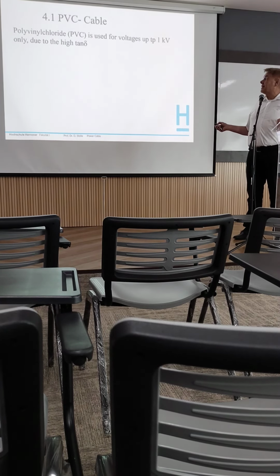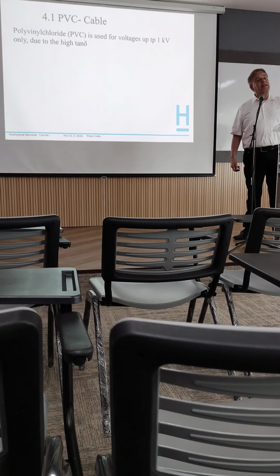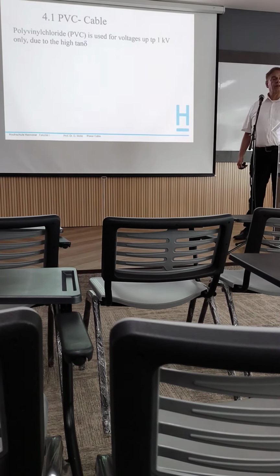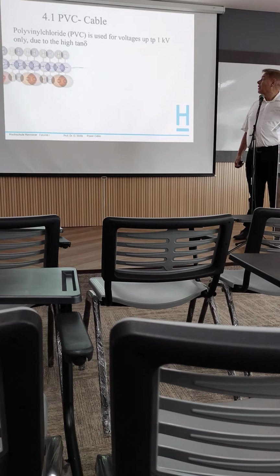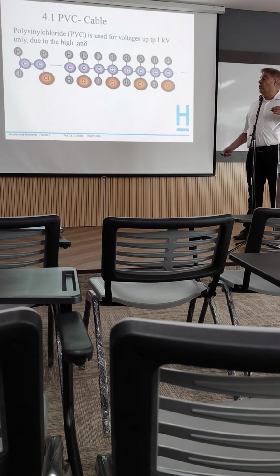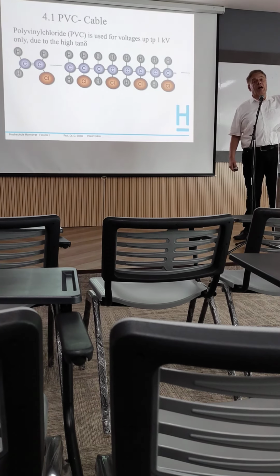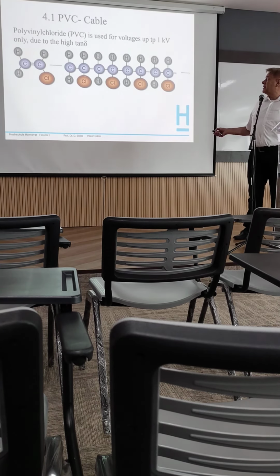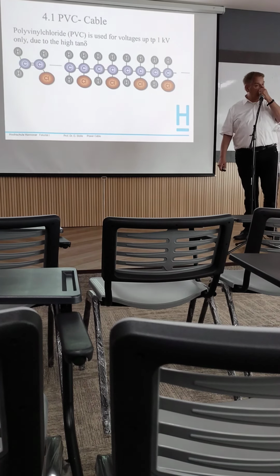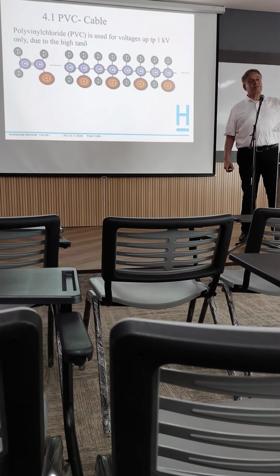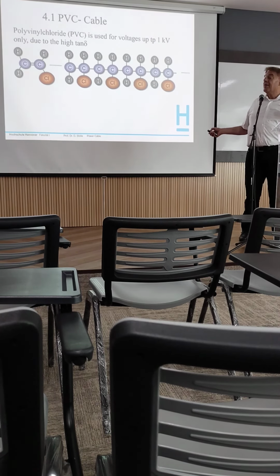So PVC, as I said, is used only up to 1 kV, not more, because of the high dielectric losses. This is the formula of PVC, polyvinyl chloride. You see, chlorine is at this part, and chlorine in the periodic system is on the very right side. So you see, it is negative when you look at the periodic system. So the chlorine is negative. So this is a not symmetric molecule. Yeah, it's not symmetric.